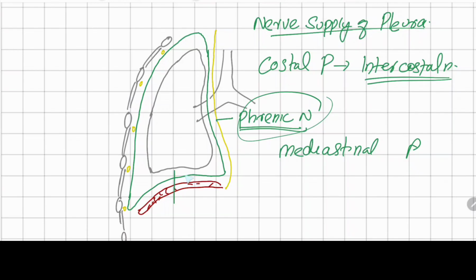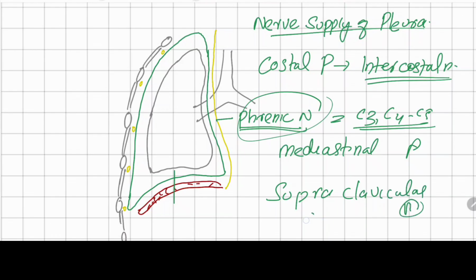Whereas if there is an irritation of the medial part of the diaphragmatic pleura and the mediastinal pleura, what happens? The phrenic nerve gets irritated. What is the root value of the phrenic nerve? The phrenic nerve root value is C3, C4 and C5. One more nerve has the same root value, that is the supraclavicular nerve, with root value C3, C4 and C5. So irritation of the mediastinal pleura and the medial part of the diaphragmatic pleura causes shoulder tip pain.